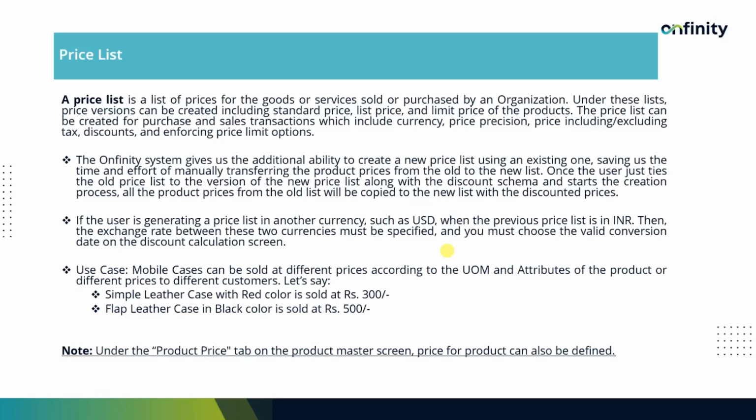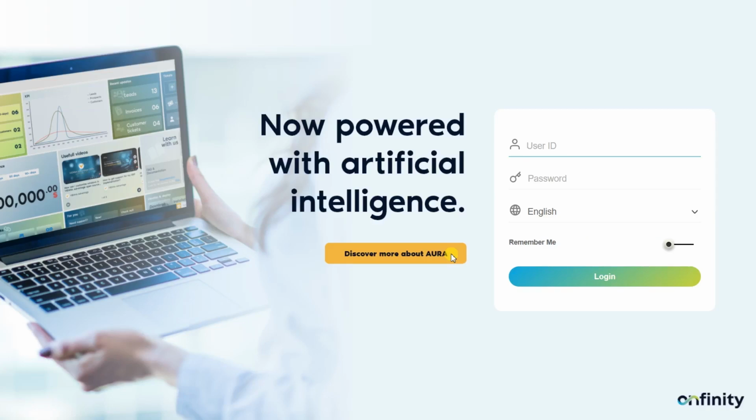Now that we've covered the concepts, let's switch over to the Onfinity application and see how this works in practice. We'll walk through the process step by step, starting from accessing the price list screen, entering the required details, and configuring the versions and product prices. Log in using your user ID and password.